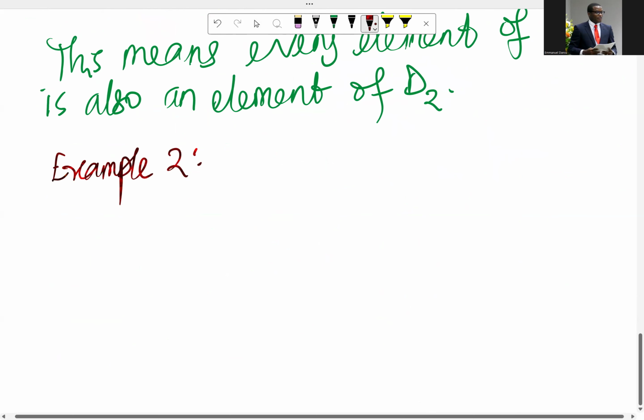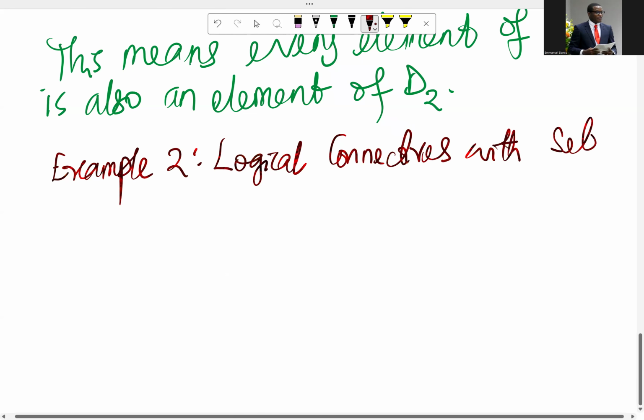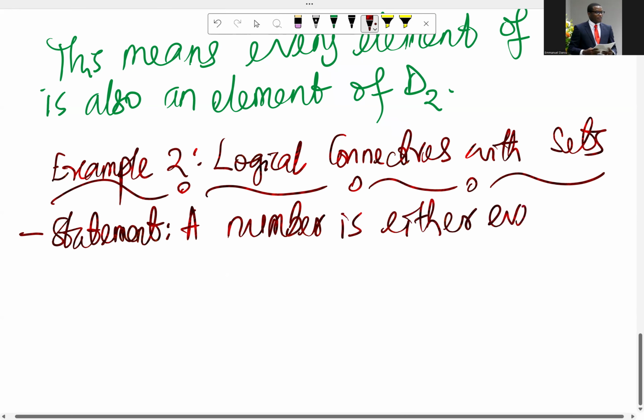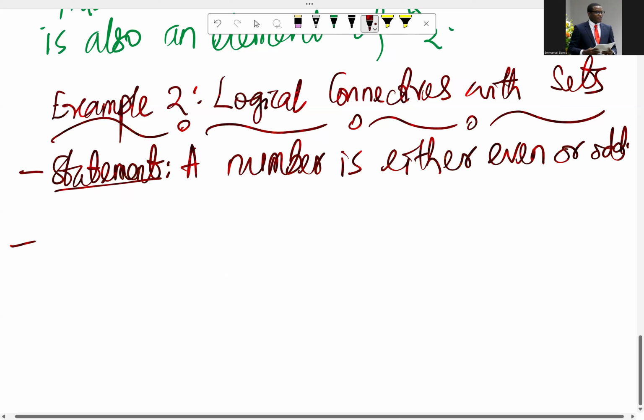Example 2, logical connectives with sets. So again, we have a statement: a number is either even or odd. That's the statement. Let's look at the set representation of that statement.